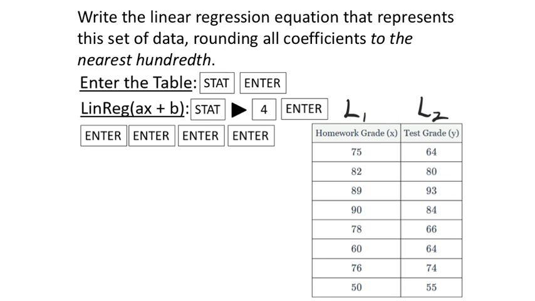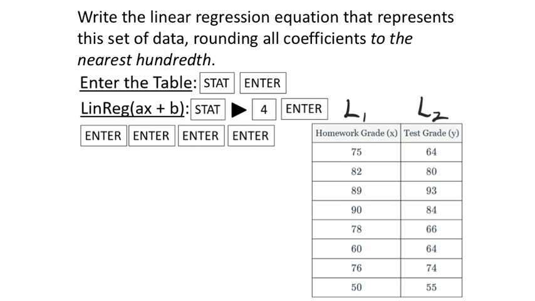So I've got my lists in. Now I'm ready for LinReg. That's linear regression. So I push STAT, I go over to 4. You'll see that it shows LinReg(ax+b). That's the option that I want. Whatever it shows there should show.